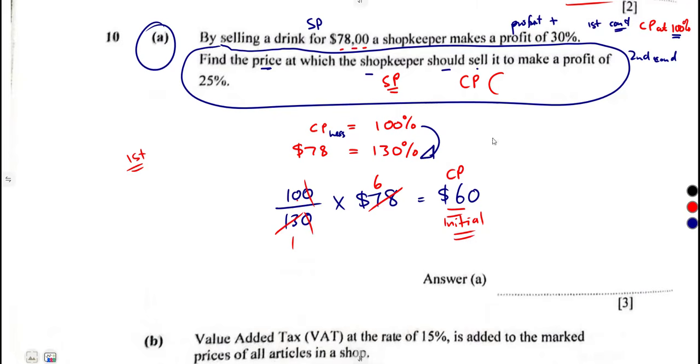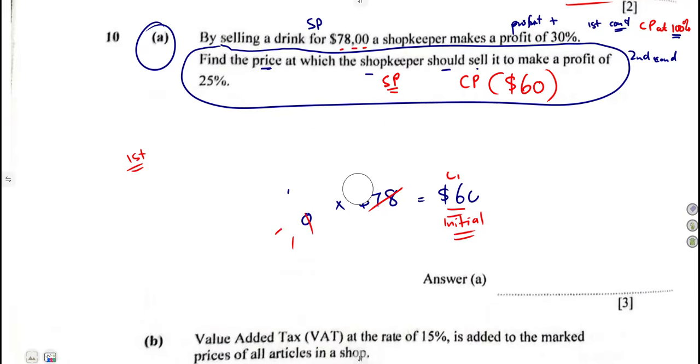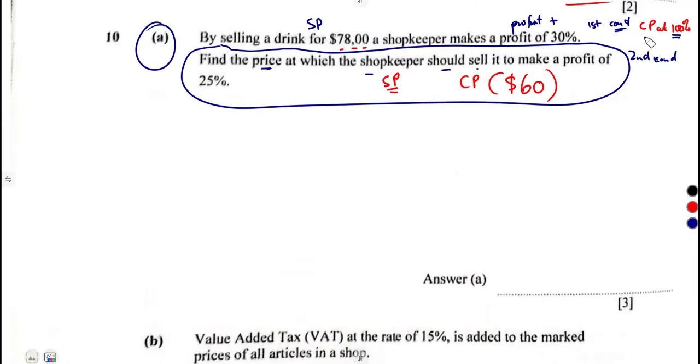So it is not going to change. It is going to be taken from that initial value, which is what? $60. So using this condition, ignore what we had from the first condition. Let's work on the second condition. Your cost price is $60, which we know is always at 100%.